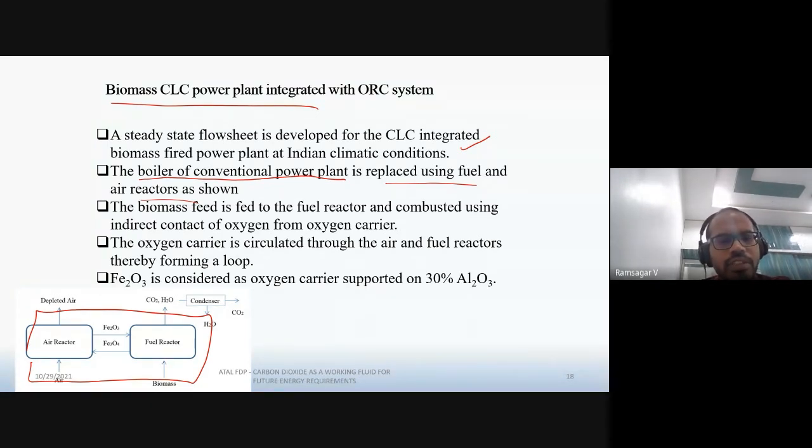Biomass is fed to the fuel reactor, where the metal oxide supplies oxygen and combustion happens. The reduced form of the metal oxide is sent to the air reactor, where it is oxidized and sent back to the fuel reactor. This is a loop. The metal oxide used is basically Fe2O3, which supplies oxygen, but it is supported on 30% Al2O3, because high temperature operation may sinter the Fe2O3 during this oxidation-reduction process, which reduces its effectiveness. To avoid that, we used an inert material, Al2O3, and synthesized a composite with 30% Al2O3 and 70% Fe2O3.